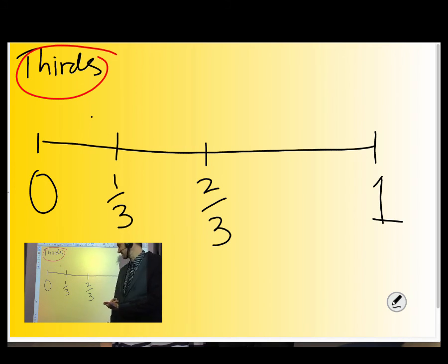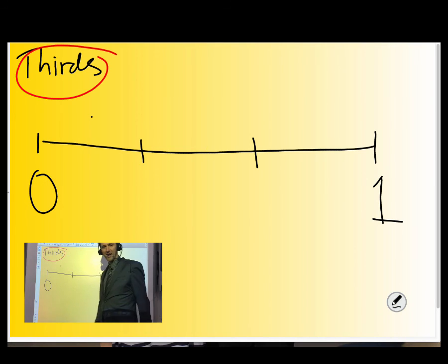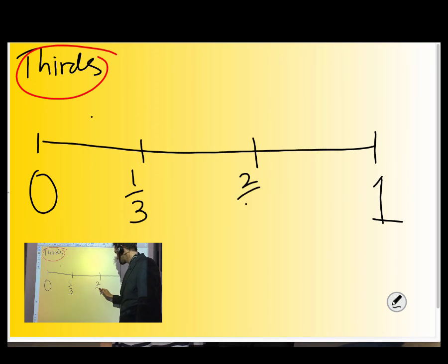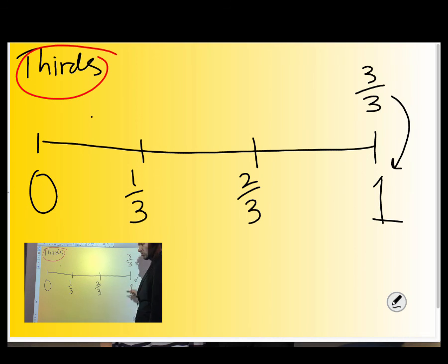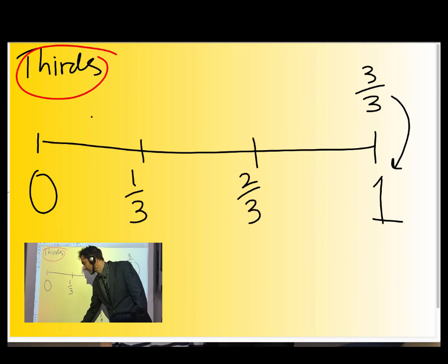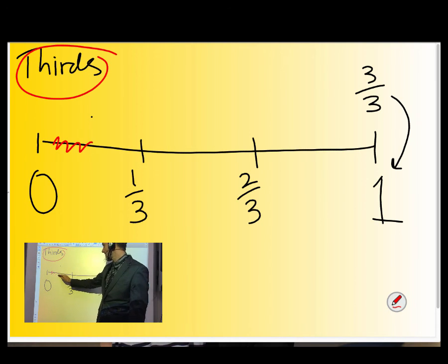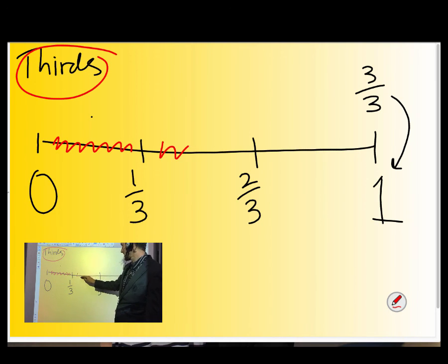That's not good enough, is it? I've left too big a space there. Mr. Burns. Okay, that's much better. 0, 1/3, 2/3, and of course this would be 3/3 or 1 because it's the same. Okay, and I do want to see that in your books. Thank you. There's the third, there's 2/3, and there's of course your 1 whole.